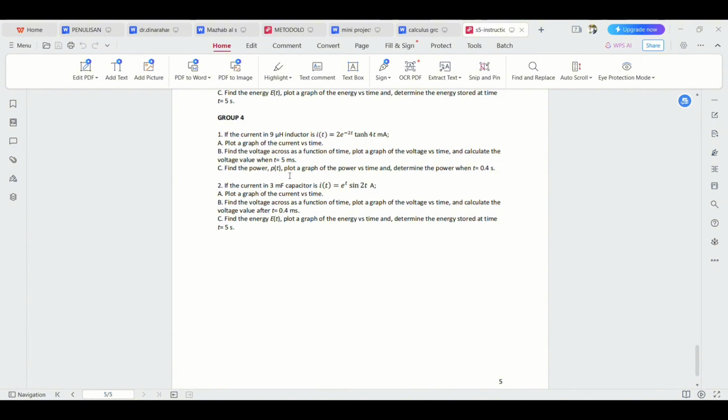We need to square the voltage function, then don't forget to multiply it by C. After that, just do the same as question B: plot the graph, put the index closest to t equal to 5 seconds, then calculate. So this is what I got in MATLAB: 151.2071 joules.